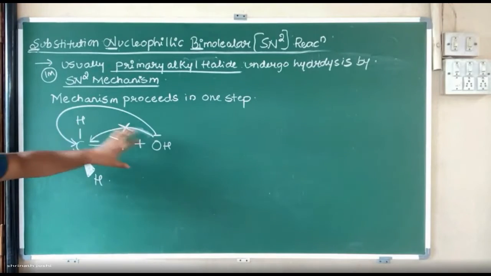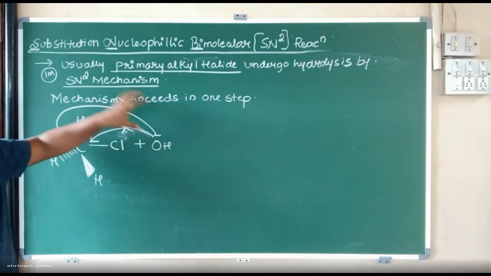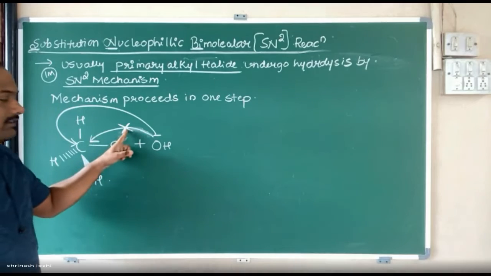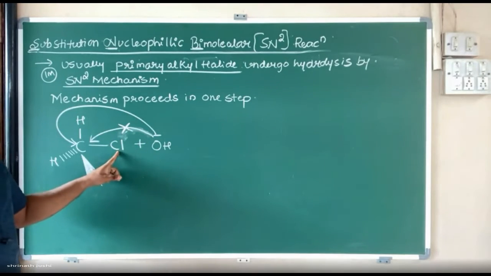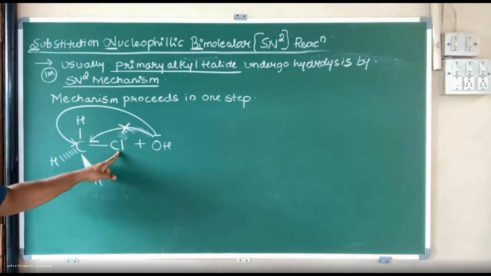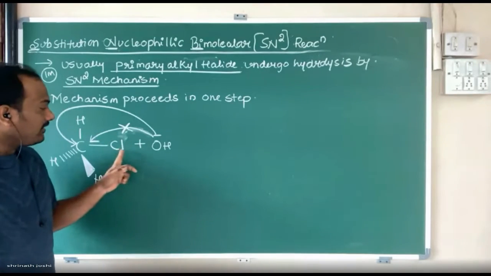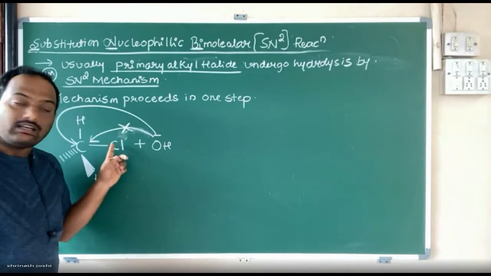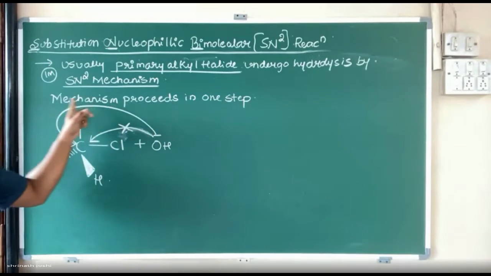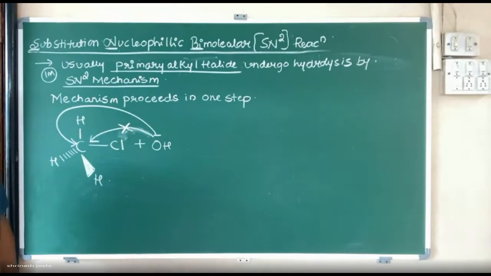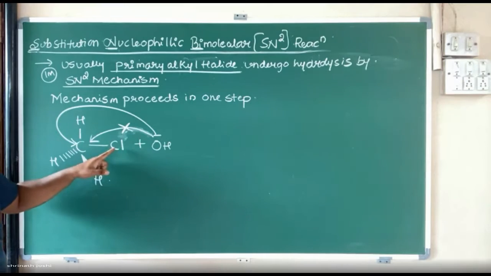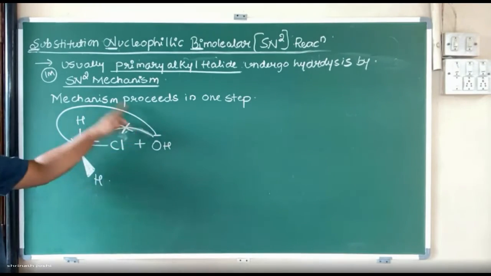In the front, if OH minus has to attack this kingdom, this is a kingdom and OH minus is an enemy. If OH minus has to attack, then it cannot come from the front, because on the front there is a soldier called chloride atom. This chloride atom will never allow OH minus to come from the front. Therefore, OH minus will come from the back side. In the Bahubali movie, Katappa protects from the front. That's why the enemy will come from the back side.